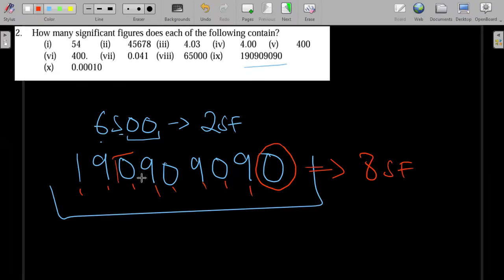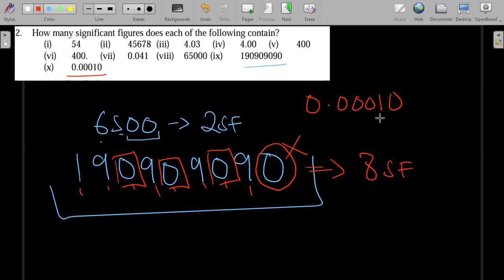But for these other zeros here, they are captive zeros. They are between what? Non-zero digits. No wonder we are counting them. But this one, no. So we're going to say this number here has 8 significant figures. Okay. And then what about this one here? 0.00010. So this one only has 2 significant figures, this 1 and this 0. So this 0 is significant because there's a decimal point here. And then these zeros here are not significant. Why? Because they are leading zeros. So leading zeros are never significant.